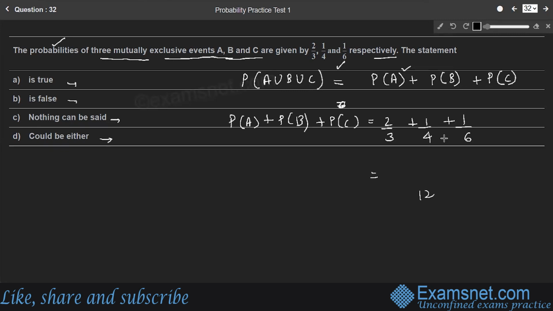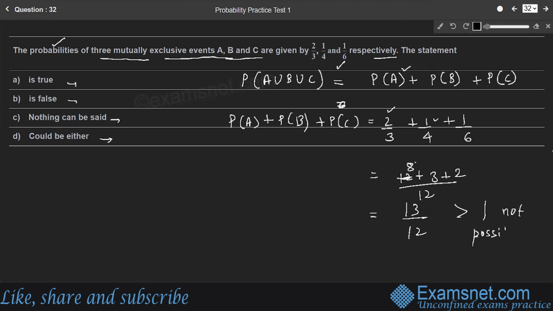Since the LCM is 12, the numerator becomes 2 into 4 is 8, plus 1 into 3, plus 1 into 2. So it becomes 13 by 12, which is greater than 1. 1 point something you will get. But the probability of an event cannot be greater than 1. It is always 1 or less than 1. So this is not possible.